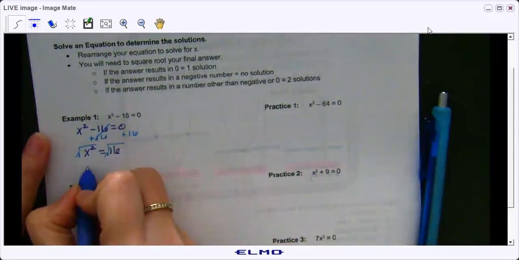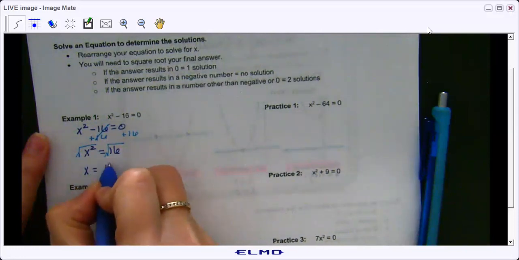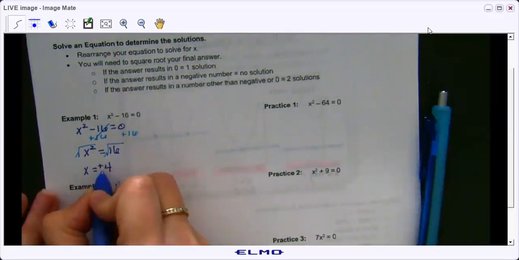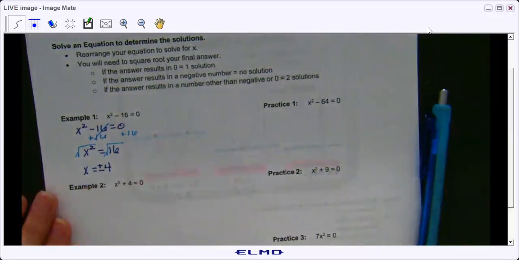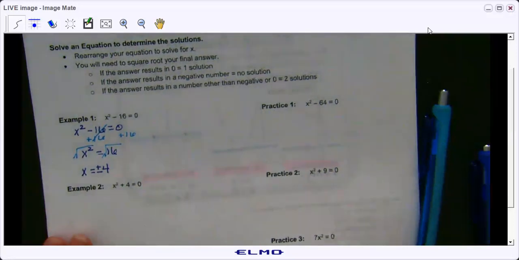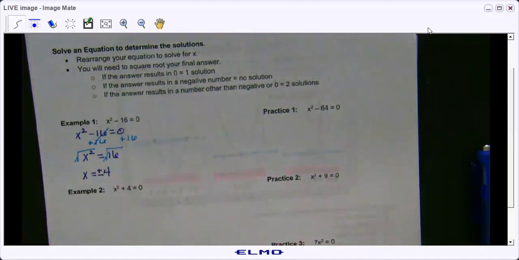So we have x equals 4. Now, do you know another possible solution besides 4? -4. So remember, 4 squared is 16. -4 squared is 16. So your solutions are both positive and -4. Okay. Now, how many solutions? And that is what you're trying to figure out. It's 2.